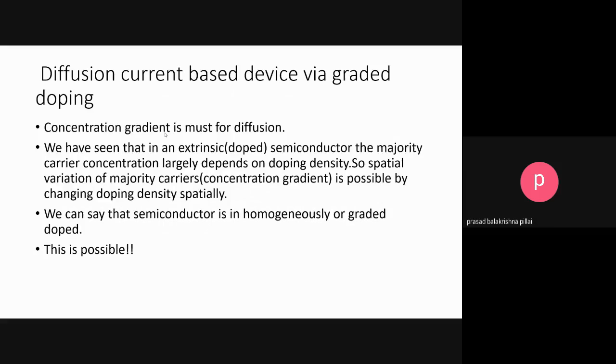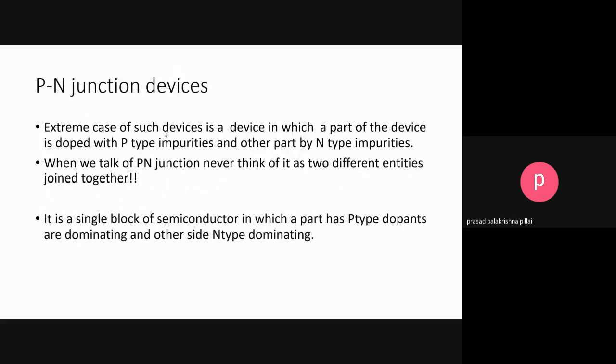So the essential thing to get a diffusion current based device is that you should have a graded doped or inhomogeneously doped semiconductor. That is one thing. Now you see the extreme case of such a device. In this extreme case, on one side you have only p-type material, very typically known as a p-n junction. I didn't want to bring in this name in the beginning. So essentially, when we talk of diffusion-based devices, they are otherwise known as p-n junction-based devices, because there on one side you have p-type, meaning majority carriers are holes, and on the other side you have electrons. So one side has p-type impurities and the other side has n-type impurities.